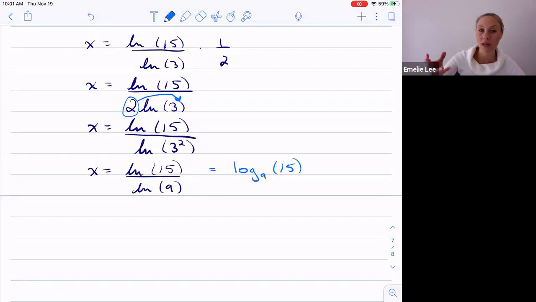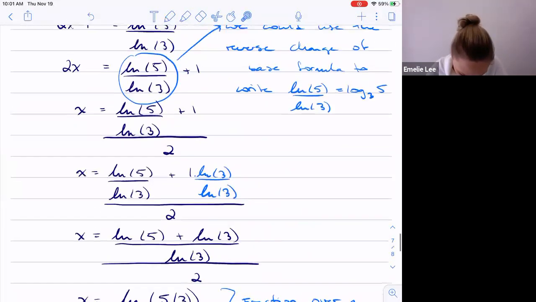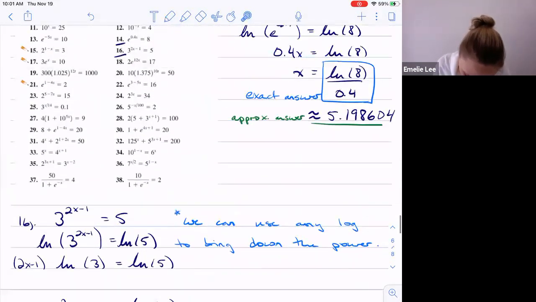By that same kind of reverse change of base formula. But I'm not expecting to see that. Once you're here, I would say you're done. Okay. Let's see here. See the one we did. Okay.